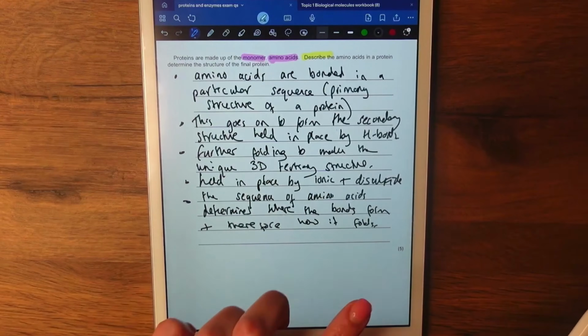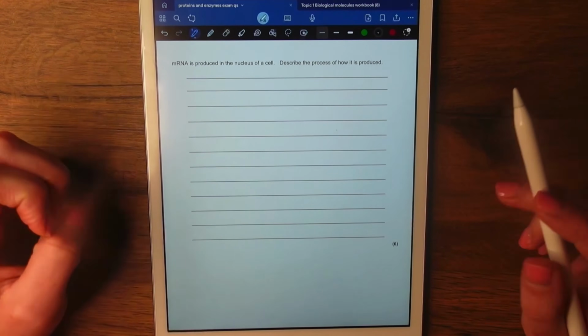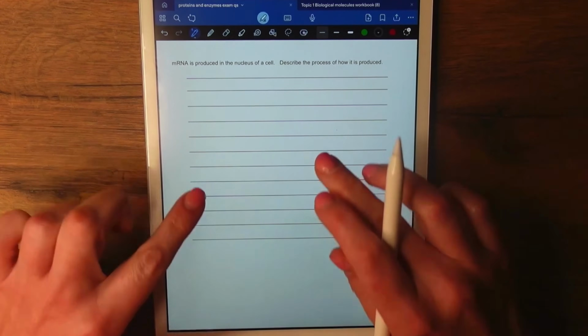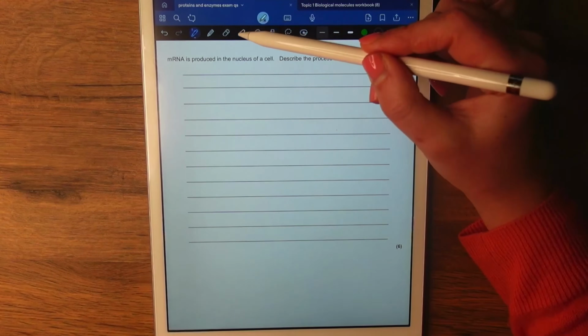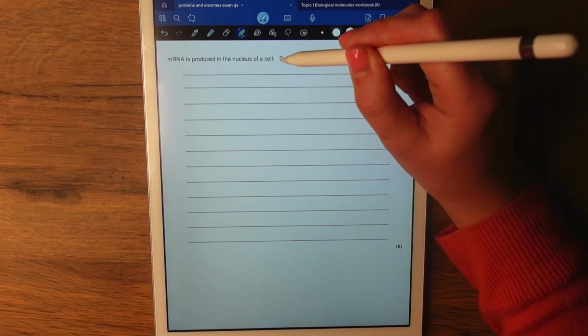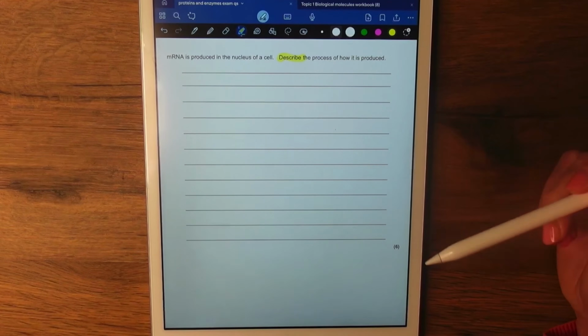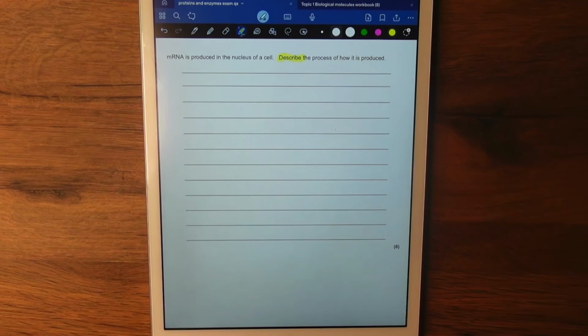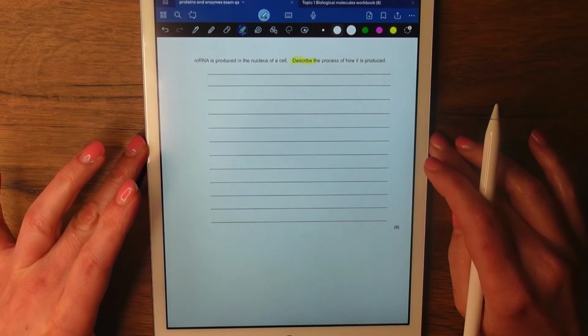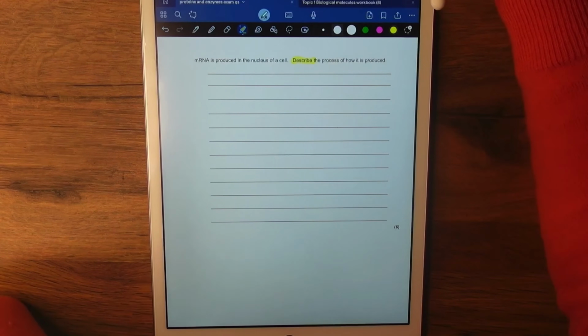Let's jump back to an exam style question. So we're now moving on to proteins, but from the point of view of protein synthesis. So this question is, mRNA is produced in the nucleus, and you have to describe the process of how it's produced. This is a 6-mark question. So we're describing the process of how mRNA is produced. So let's have a think about 6 marks for this.